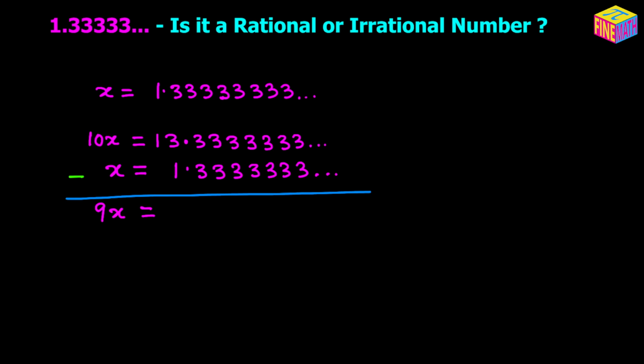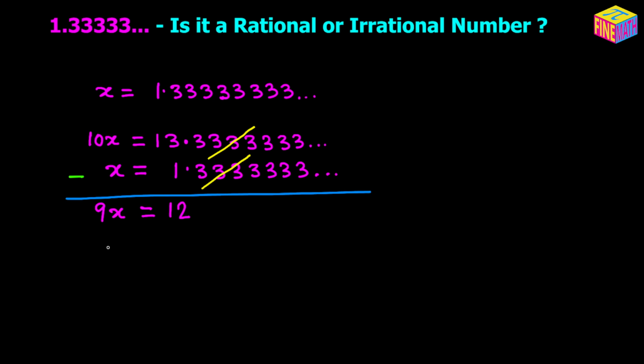You see, the very interesting thing here is that the infinite number of 3's after the decimal point is actually the same for both of them, right? That means when you do the subtraction, the decimal portion will cancel each other, and we will be left with 13 minus 1, which is 12. So we'll be left with just 12 without any decimal portion, because the decimal portion will cancel out when you do the subtraction.